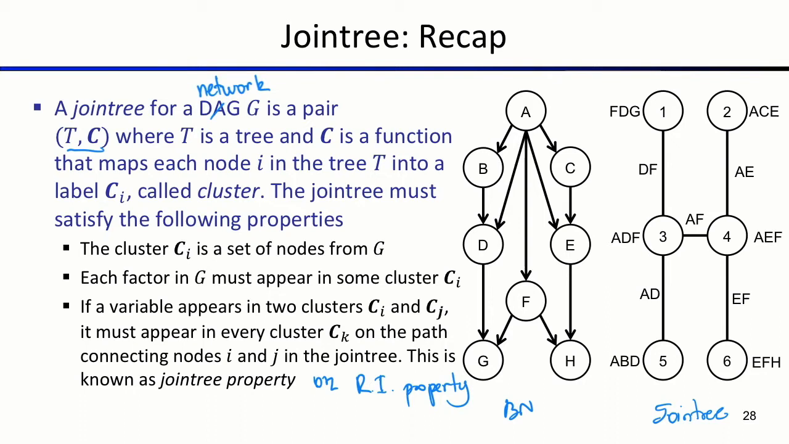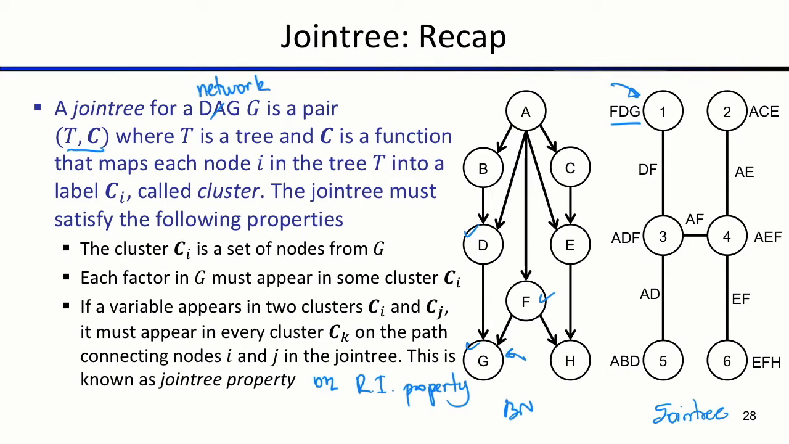Like F, D, G: F is occurring here, D is occurring here, and G is occurring here, and each factor in G must appear in some cluster Ci. That is a little bit more complicated to check, but we can think about, for instance, a factor here that mentions F, G, and D, so we can place this factor here. And we must find one node for each factor that we have in the Bayesian or in the Markov network.